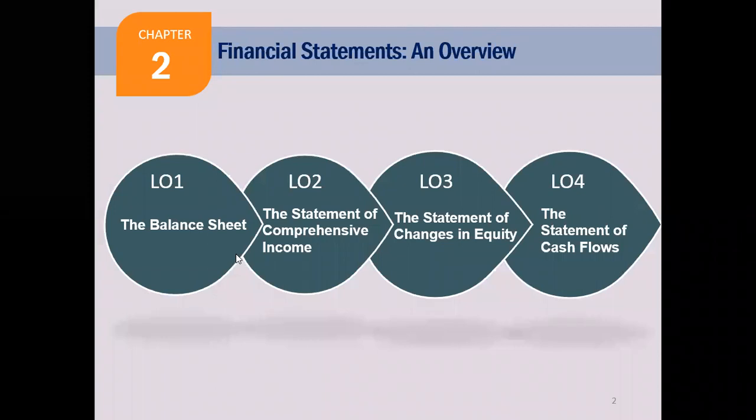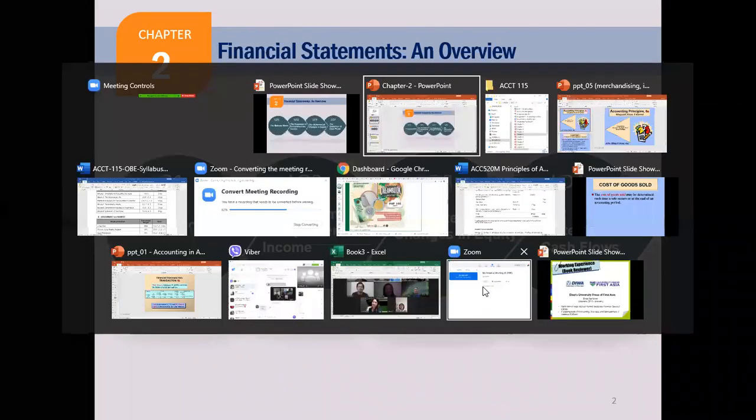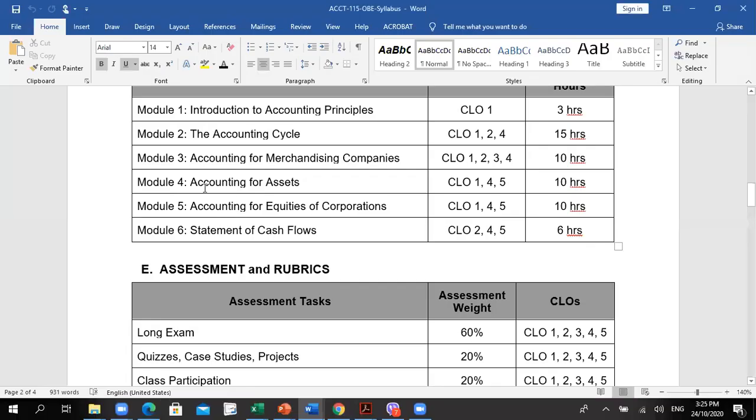So what I'm planning now is, based on our syllabus, we have accounting for assets, accounting for equity, and at the same time the cash flow. Part of the asset is the balance sheet. So today I will cover the balance sheet, comprehensive income, equity, and cash flow, as you notice in your syllabus, so we can finish everything before the long test.